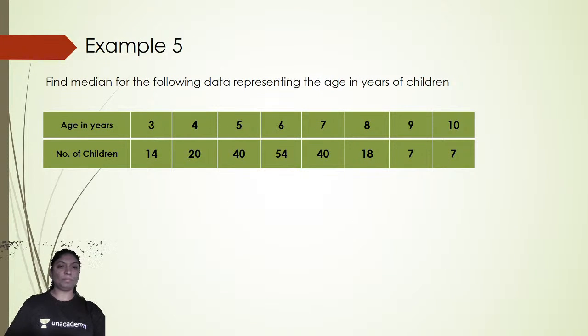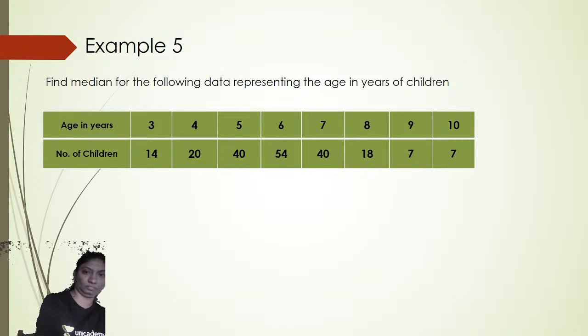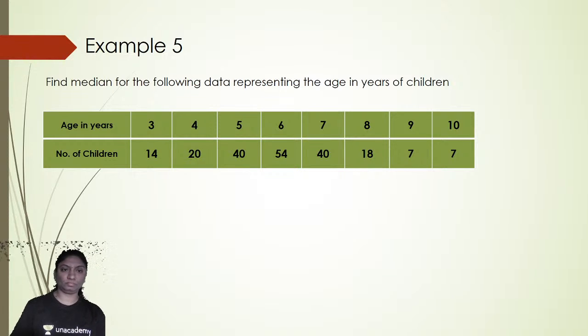We'll see example number 5. Find the median for the following data representing the age in years of children. Age in years of the children is 3, 4, 5, 6, 7, 8, 9, 10.